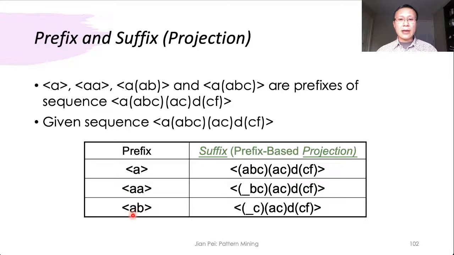Now, indeed, ab is also a prefix of this sequence, because the items within an element are not ordered. But because we can sort all the items in an element, one thing we can do is remove this a and this b match here. So we remove all the segments up to this b, and the remaining becomes the suffix. So we have the placeholder here, meaning this place is here, and c, and then (ac), then d and (cf).